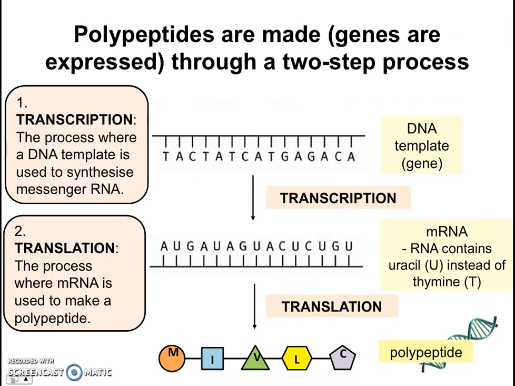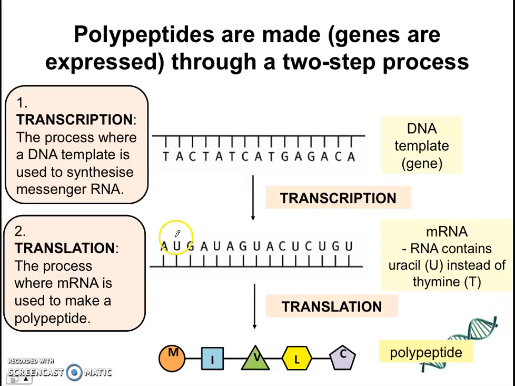So it turns out that polypeptides are made, or genes are expressed, through a two-step process. The first step is called transcription, and the second step is called translation. In transcription, the gene, the DNA template, is used to synthesize a strand of RNA called the messenger RNA. You can see the messenger RNA over here.